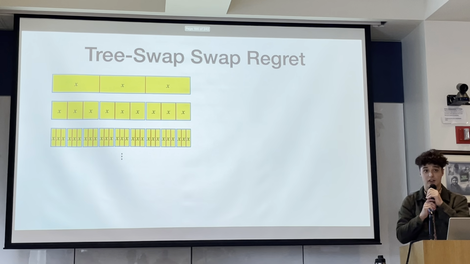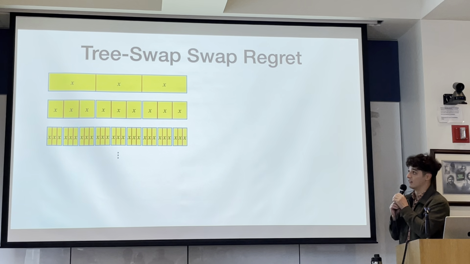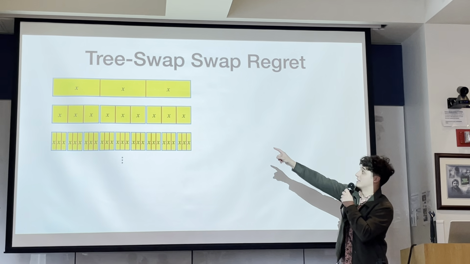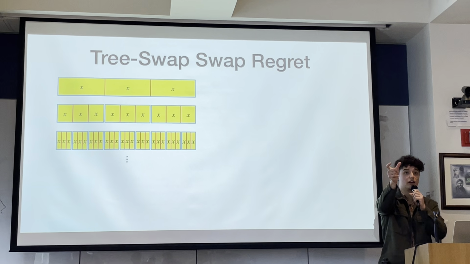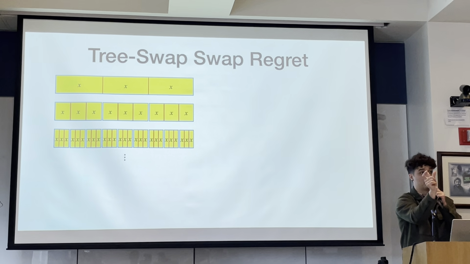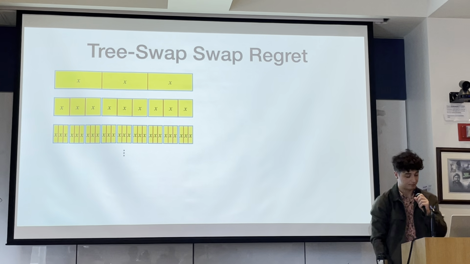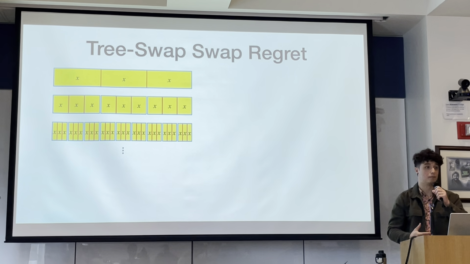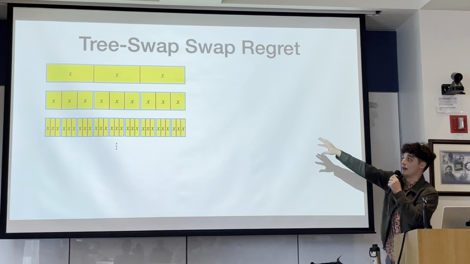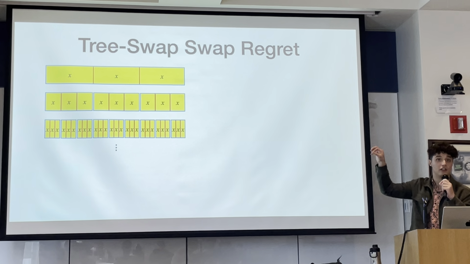Why does this get good swap regret? Essentially, you can look at all the different actions that make up a piece of what tree swap plays. We've got these actions at the top, which get played for blocks of size T over M. We've got actions at the next layer that get played for blocks of size T over M squared. And we want to ask ourselves, what's the benchmark? We want to ask, what is the best swap of each of these actions to a different action?